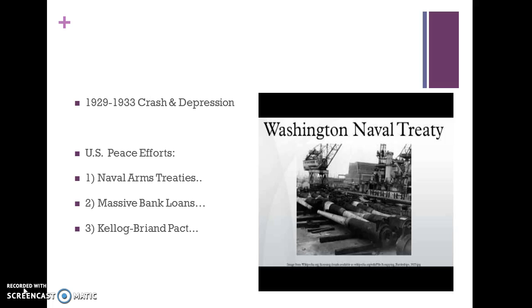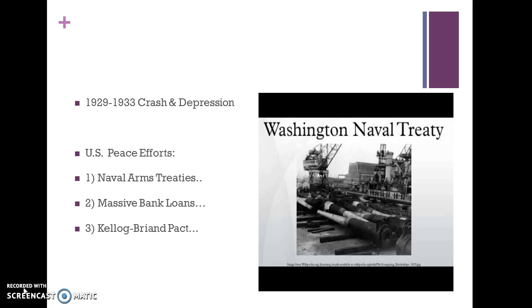So with the end of these loan payments, the end of reparations payments from Germany to Britain and France, and by the way, Britain and France also had huge loans to pay back to the United States for World War I, that financial cycle all comes screeching to a halt, and that's going to lead to obviously bad things.